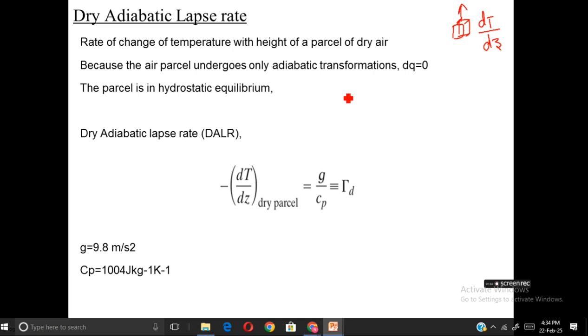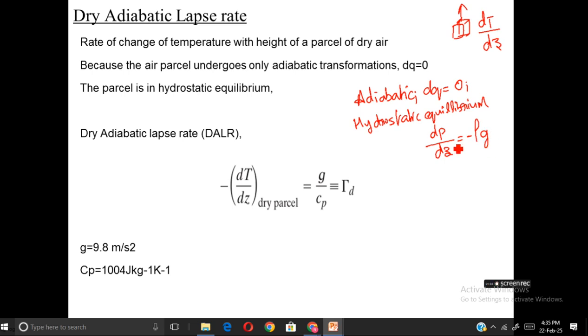Just now we've learned that as the parcel is moving in the atmosphere, it is thermally insulated from its environment. So no heat either enters or leaves the parcel, which means the processes are adiabatic, which means dq is equal to 0. This is the first assumption. And we also found that the parcel will always be in hydrostatic equilibrium, which means dp by dz is equal to minus rho g. This will always hold true for the parcel. So these are the two assumptions when we are considering a parcel.